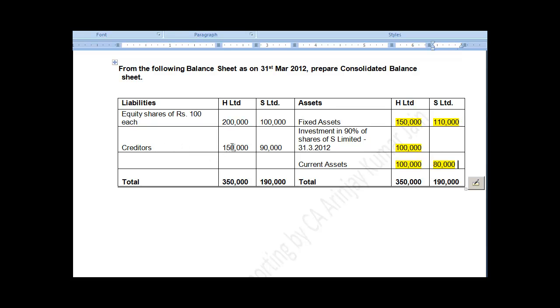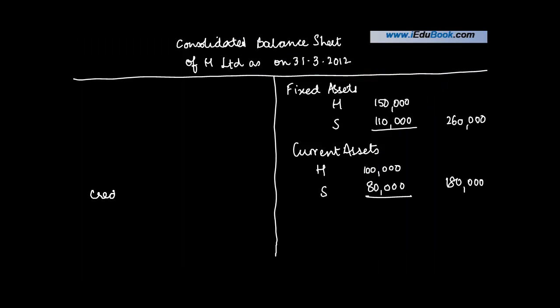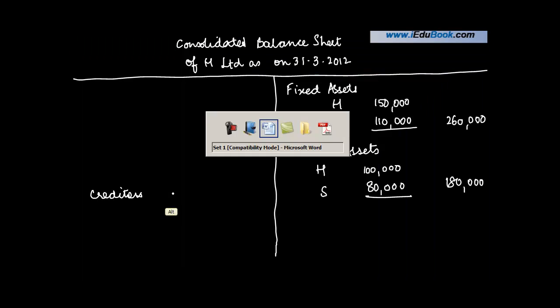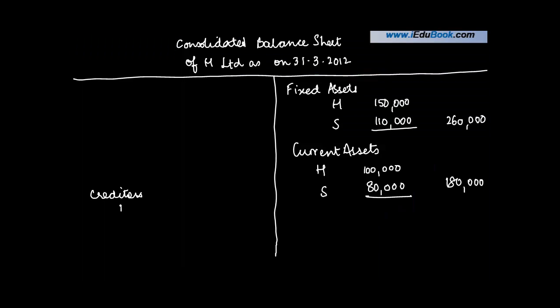Creditors, 1,50,000 for H and 90,000 for S. So I just do a simple sum total and put them in respective columns. H Limited, 1,50,000. S Limited, 90,000. Total gives me 240,000, right?